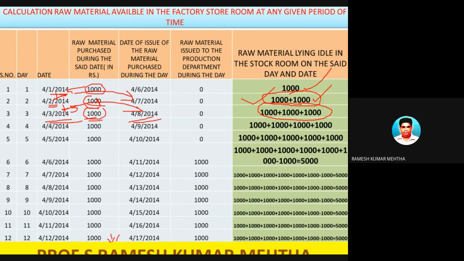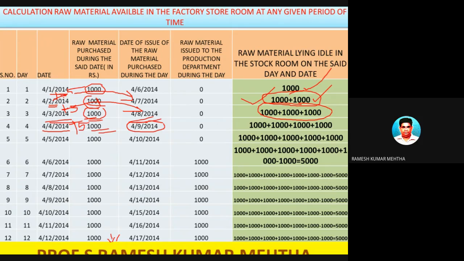Now again on 4th April 2014, I am purchasing another 1,000 rupees of raw material. This will be issued to the production center on the 5th, plus 5 days. As I already told you, the raw material will not go immediately. It will have to remain idle for at least 5 days before it is issued to the production center. So plus 5 days, it will become 9th April 2014.